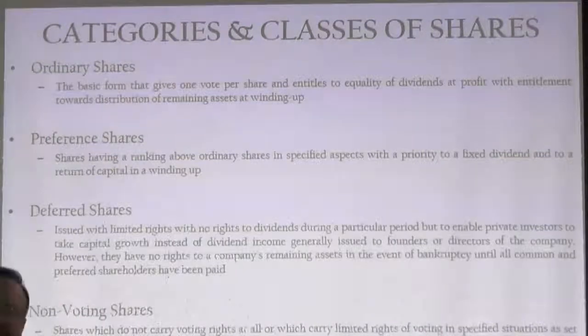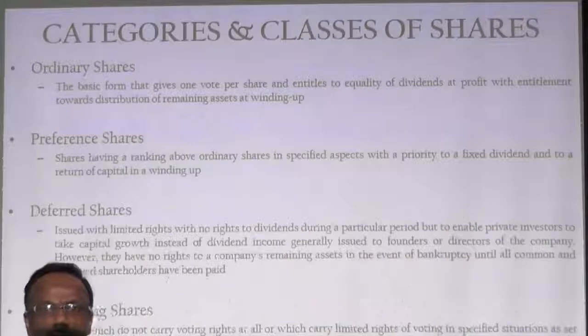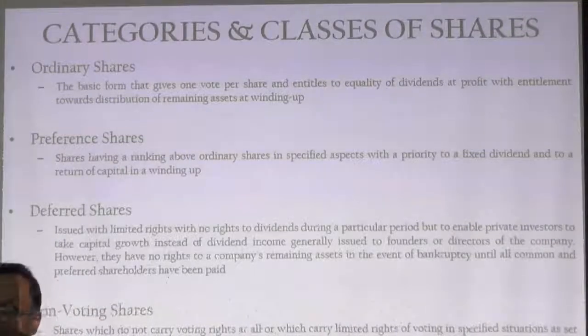The first category of shares that shareholders could subscribe are called the ordinary shares. Ordinary shares are the basic form of shares that give one vote per share, which means that a shareholder will hold one vote for each of the shares that he subscribed in the company. And it makes the shareholder entitled to equality of dividends, which means that the dividend or profit at the end of a year will be based on the number of shares that a particular ordinary shareholder holds in the company, with the entitlement towards distribution of remaining assets at a winding up.